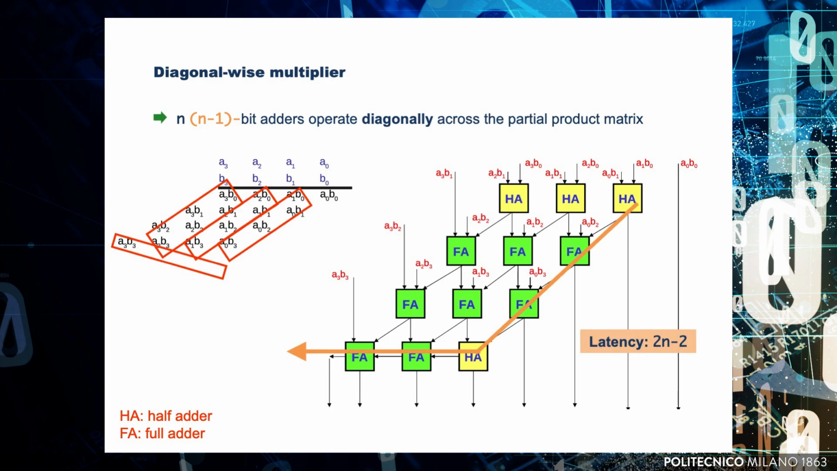Although the number of full adders and half adders is the same as in the row-wise multiplier, the difference between the two implementations becomes evident when we look at latency. The critical path, highlighted by the orange arrow, propagates diagonally, and only in the final stage does it proceed horizontally through the last adder. In this specific example of a 4-bit multiplier, the latency is 6 units, and in general it can be expressed as 2n-2.